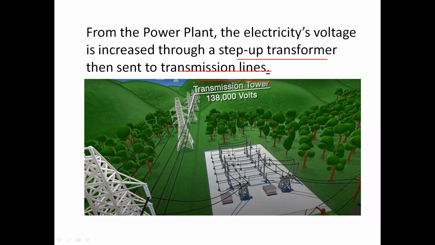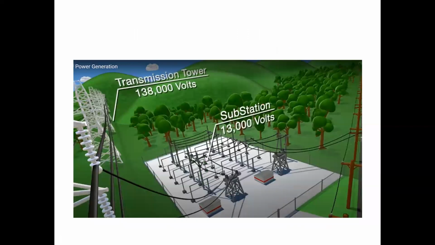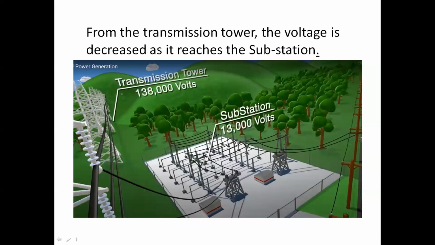And this is supported by the transmission towers. As you can see here, from the power plant, the electricity's voltage is increased to about 138,000 volts, so they increase the electromotive force. Then what happens next is that from the transmission tower, which supports the transmission lines, the voltage is decreased as it reaches the substations. This substation could be a distribution substation, which distributes the electricity to communities or to other substations. So there's a need to decrease the voltage.